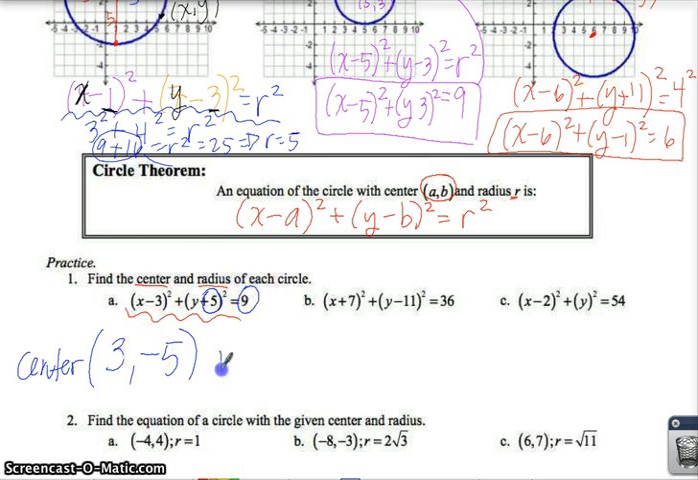And then is 9 the radius? Nope. 9 is the radius squared. So therefore the radius is the square root of 9, which is 3.